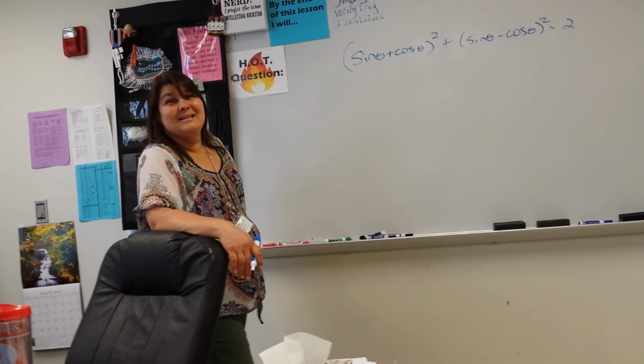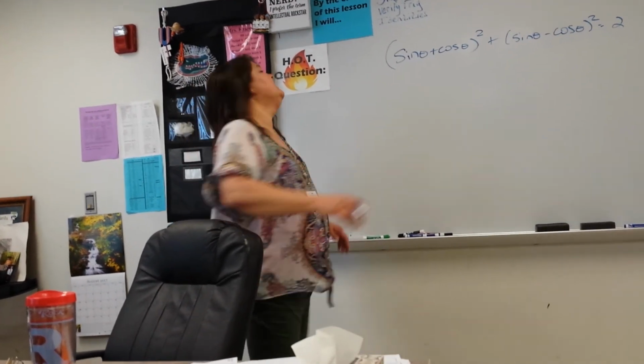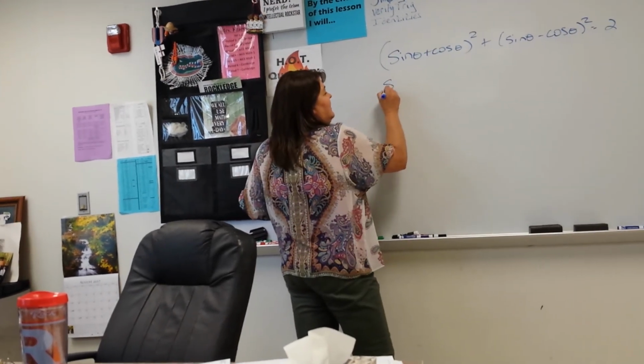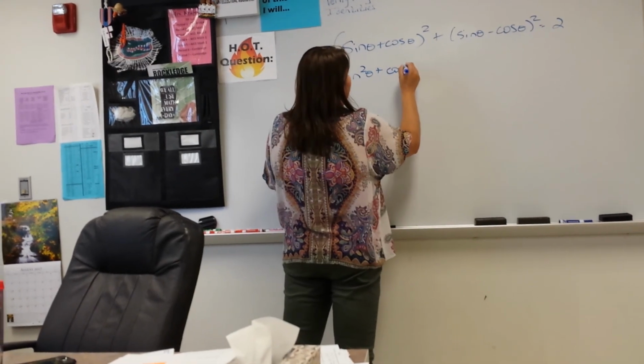It's not bad. It's really not that bad. Once you kind of start foiling, you're like, oh, that makes sense. So let's say look. It's gonna end up with 2 sine squared and 2 cosine squared. So you kind of get the idea. Okay, so how does this happen?